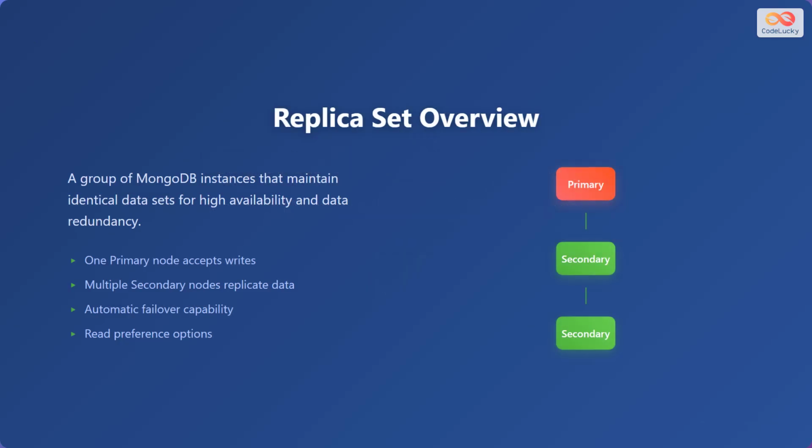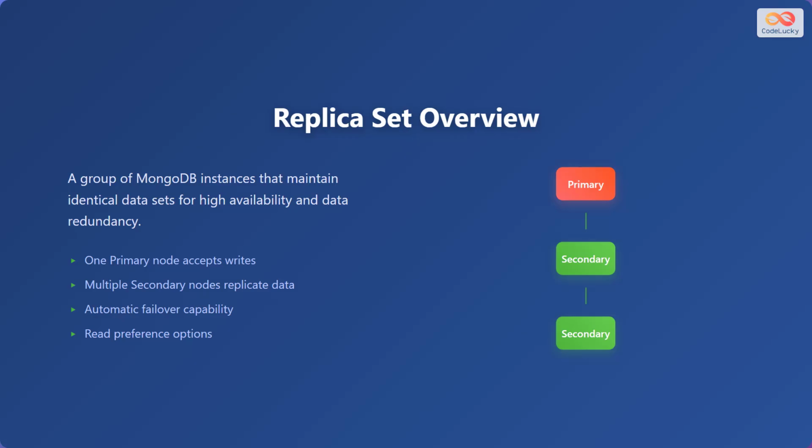A replica set is a group of MongoDB instances that maintain identical datasets, ensuring high availability and data redundancy. Key characteristics include having one primary node that accepts all write operations. Multiple secondary nodes replicate data from the primary. It provides automatic failover capability in case the primary becomes unavailable and offers read preference options, allowing you to direct read operations to specific members based on your needs.